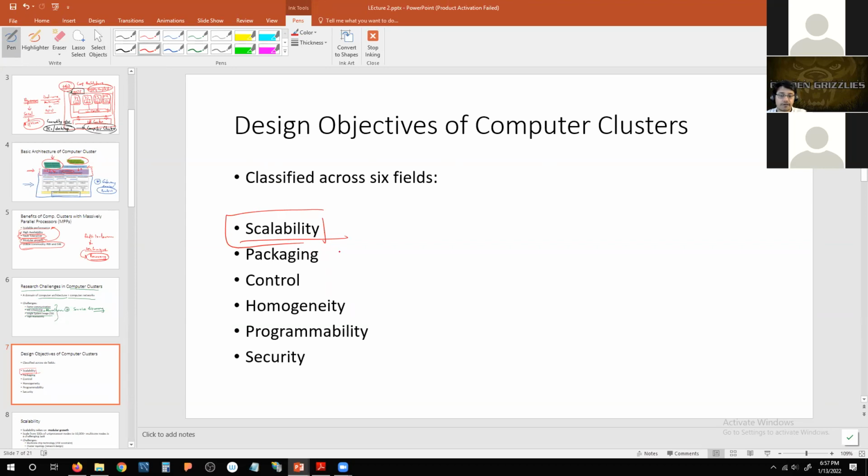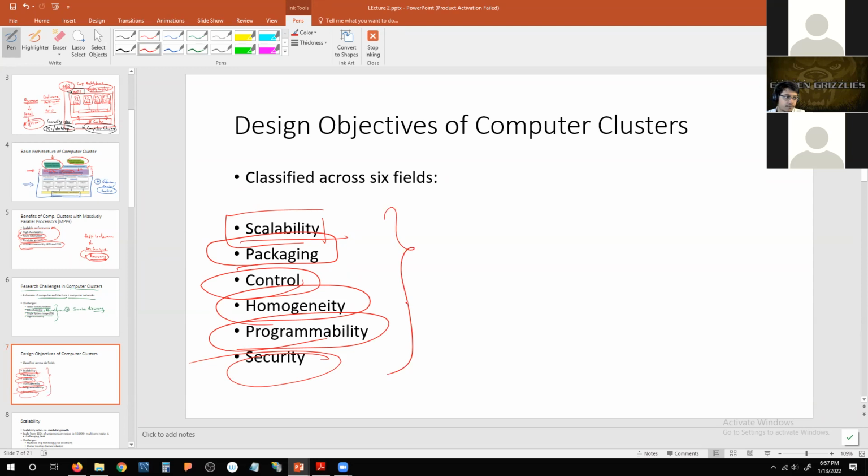We have to make sure that whatever computer cluster architecture that you develop is scalable. We have to talk about packaging. Then we have to talk about control, homogeneity, programmability, and then security. So let's look at these individually to better understand what the requirements are.